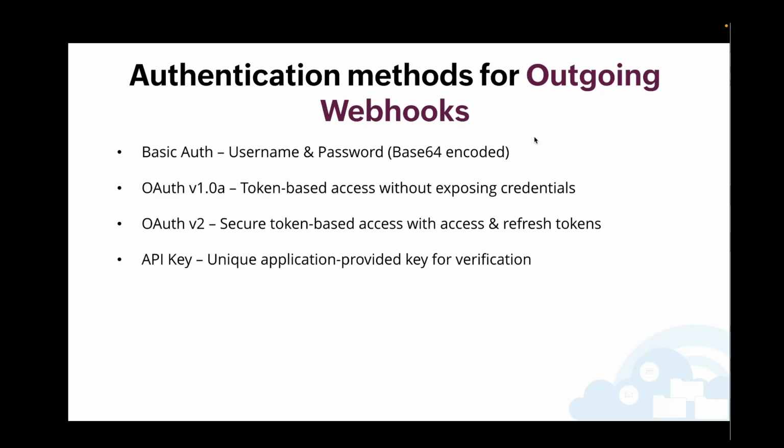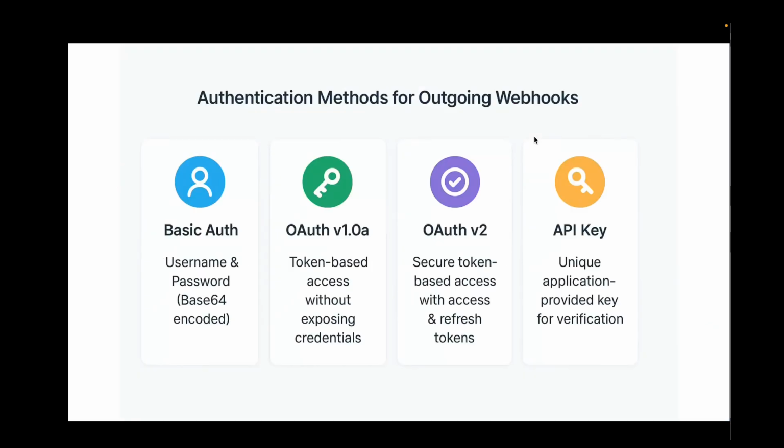And API key, a few applications work based on this API key. A secret API key will be provided in your application, the third party application which you are going to use. So you need to copy that API key from that application and use it in Zoho Flow to create the connection. So these are the different kinds of authentications which are supported right now in Zoho Flow: basic authentication, OAuth version 1 and 2, and API key based authentication.